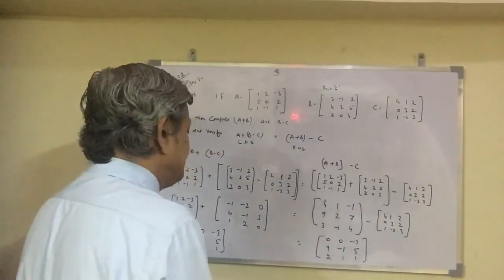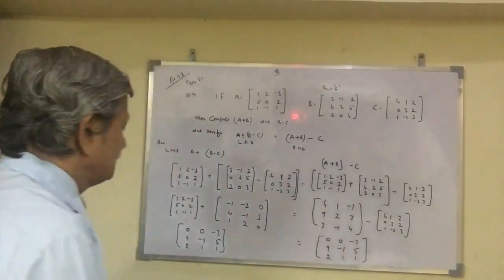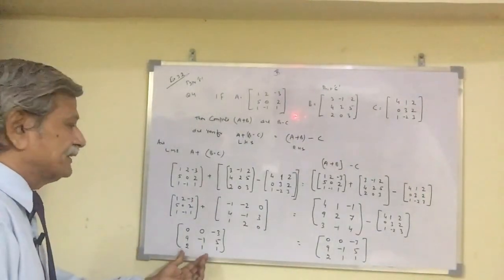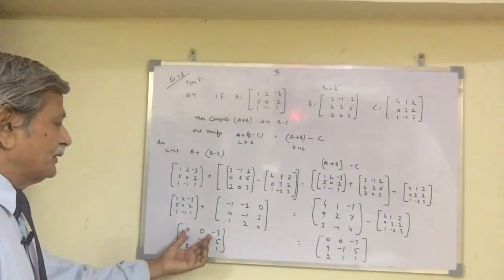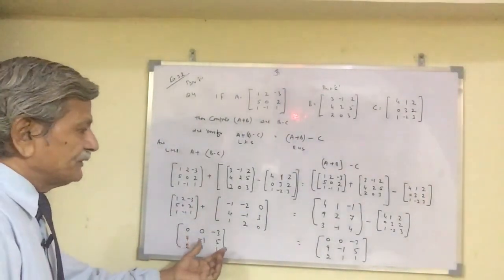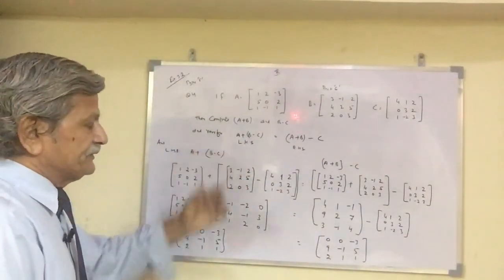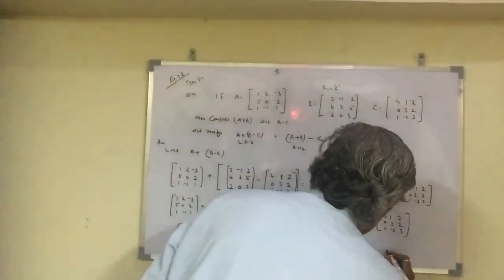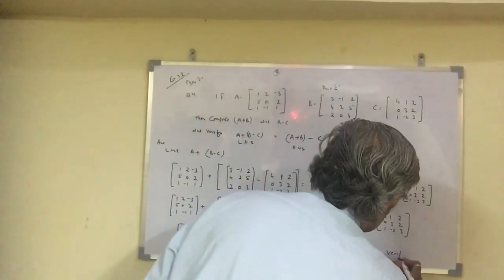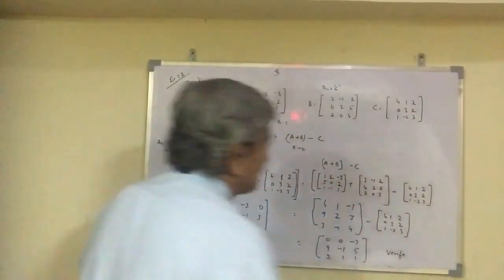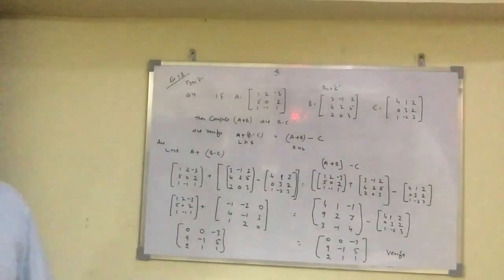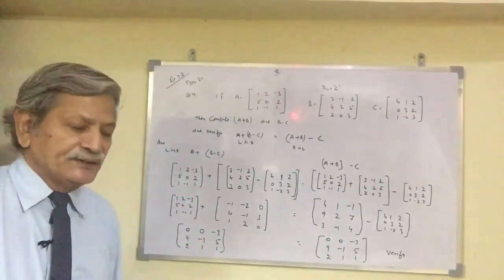Now, if you look at these two matrices, you would find the same answer here. So, you can say this is verified. So, here you can write verify. This is your answer. So, this way you can continue.